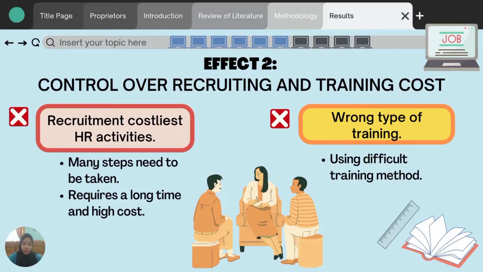My name is Nur Shafika binti Arshad and I will continue to the next effect, that is control over recruitment and training costs.